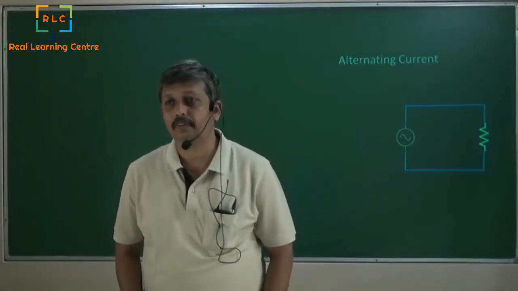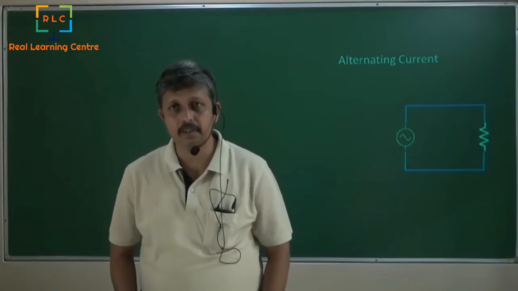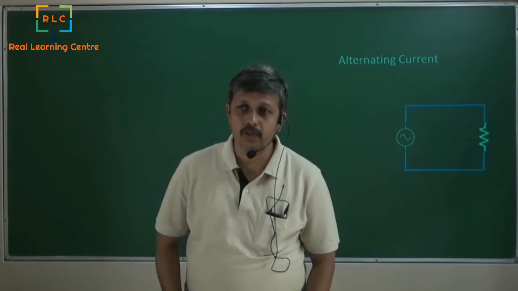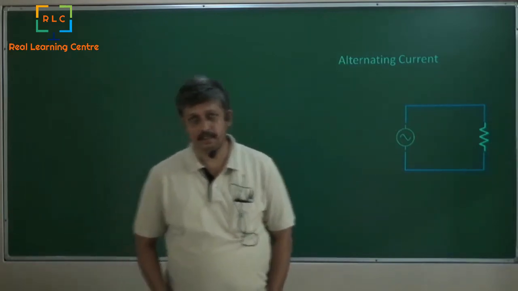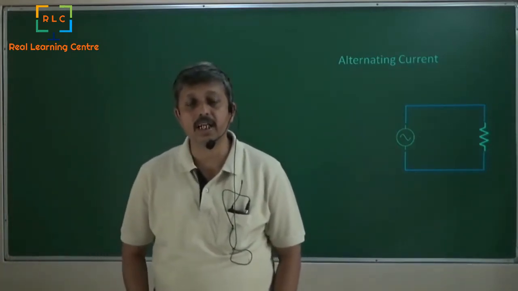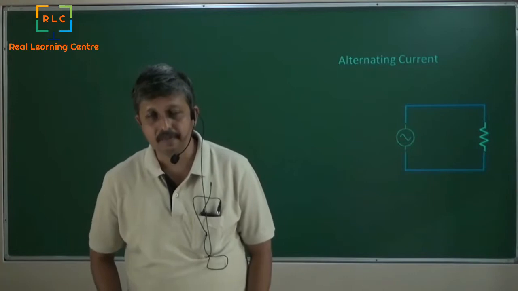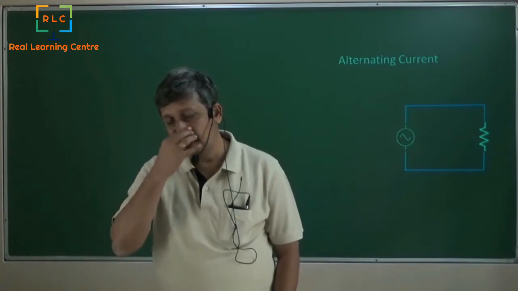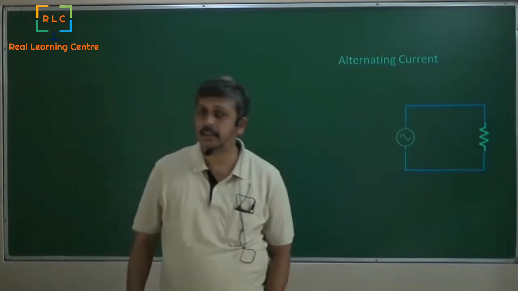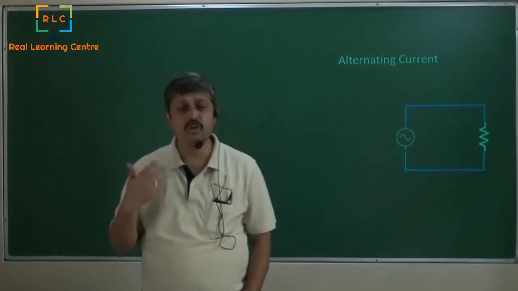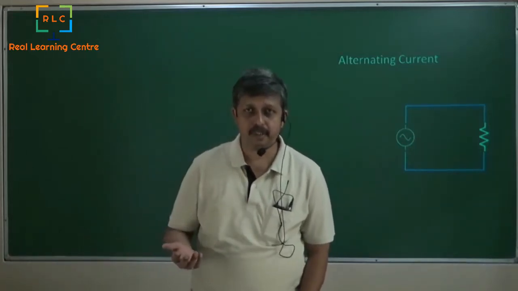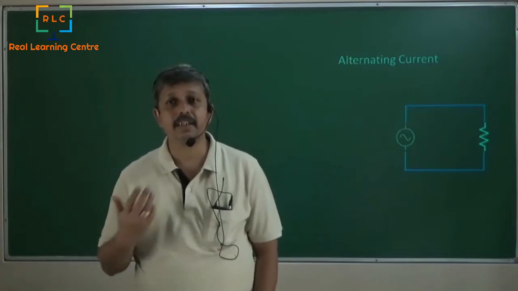Hi, welcome back. We're starting a new chapter on alternating current. So, what is this alternating current? Till now we have studied electromagnetic induction, and we also studied how magnetism and electricity are, in some sense, related. Now, we know that we can generate electricity using magnetism, using Faraday's law of electromagnetic induction.